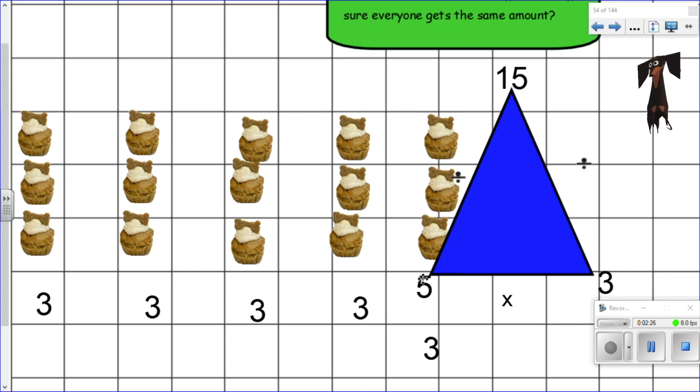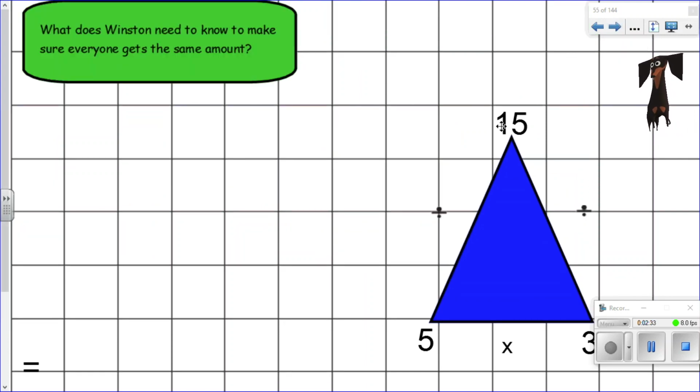So each group has 3 in them. So let's now look and see how we can write this into a number sentence. So 15 divided by 5 equals 3. So let's write it down. 15 divided by 5 equals 3.